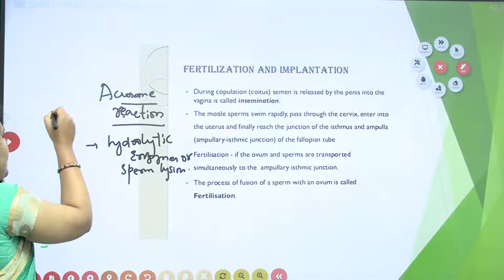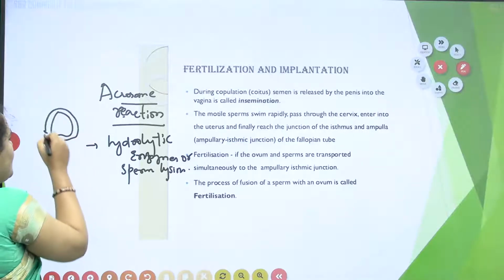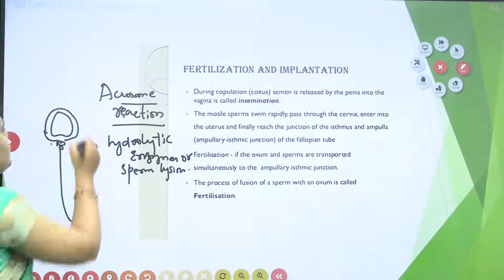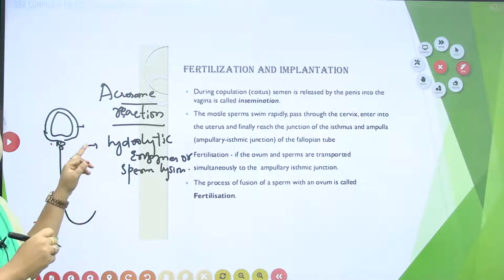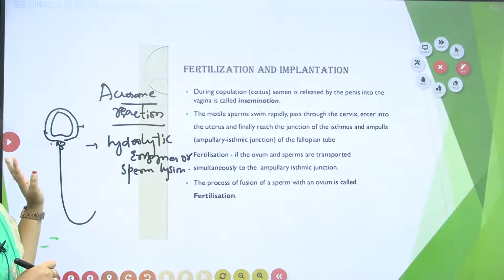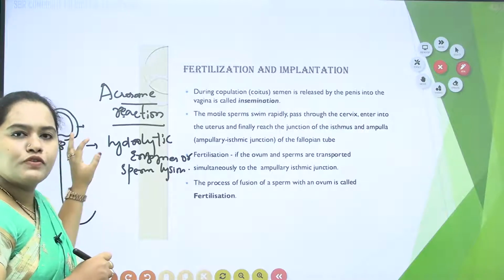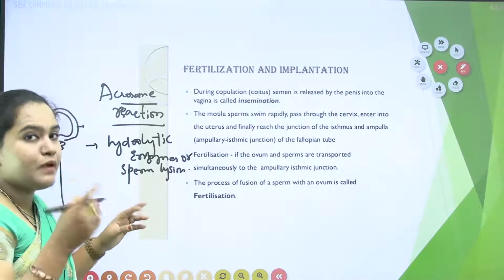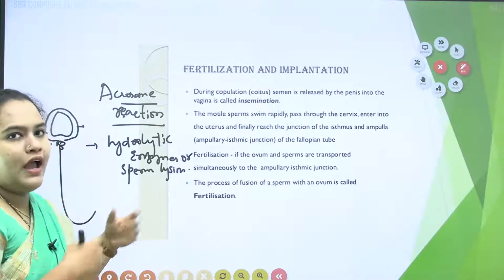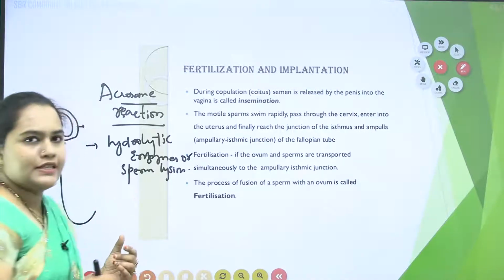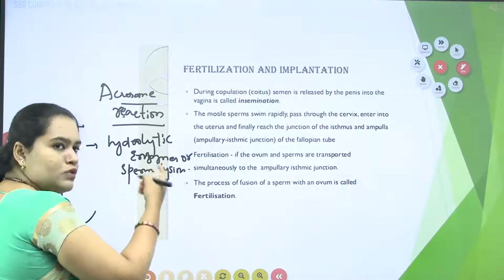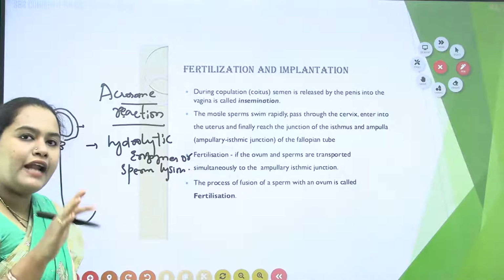Now, what is the acrosome? The acrosome is present above the head. So this is our acrosome. This acrosome will get activated once the sperm reaches the ovum. It is produced from the Golgi bodies. We have read in spermiogenesis, the Golgi bodies will get modified to form the acrosome and will get filled up with the hydrolytic enzymes.